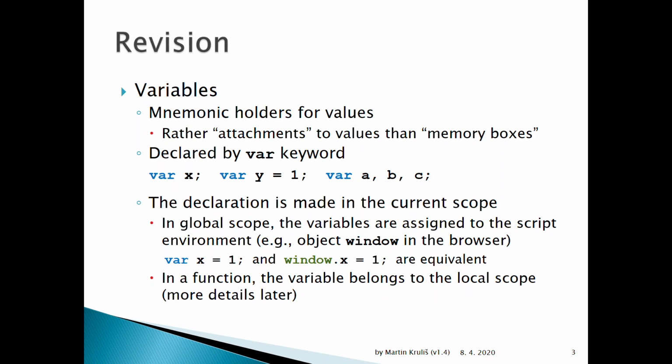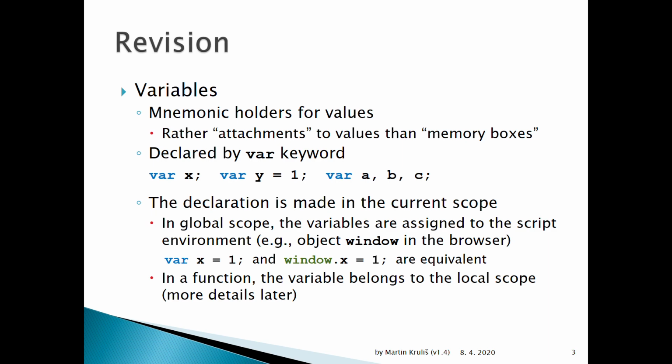Variables in JavaScript are somewhat different to other languages. If we tend to think about variables as memory boxes, so for instance in C++, if I have an integer variable x in a local scope, then I also assume that memory has been reserved for this particular data type on the stack. However, in JavaScript, variables are rather attachments to values, so they don't allocate any memory, they just mnemonize the reference to a value.